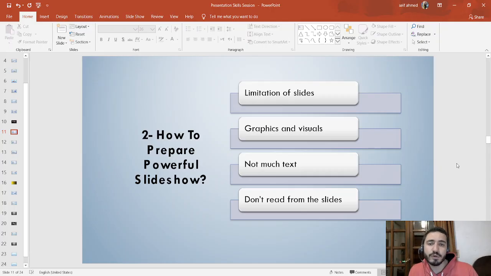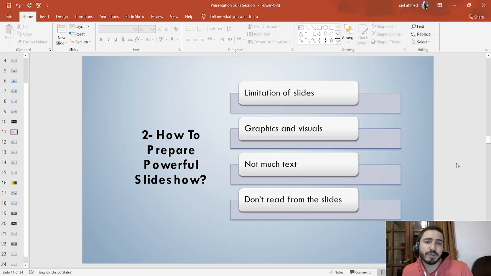You also need to reduce the amount of text that you are using because you are not giving a report, you are not writing a Microsoft Word document. You are using a slideshow, which means that it is necessary to have white spaces, to have spaces for the graphics and the charts and the images. So do not use too much text because this is not a report.